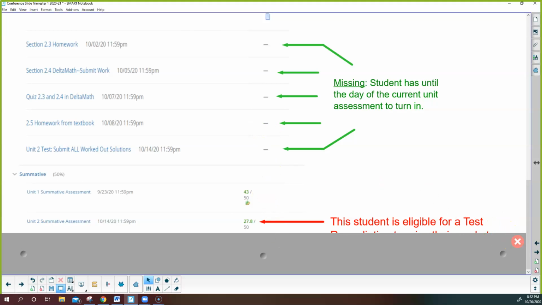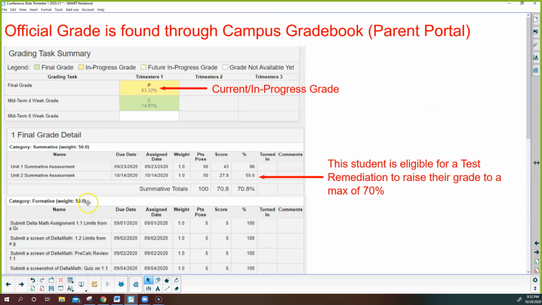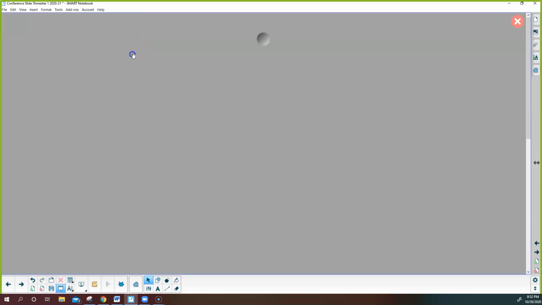And then we have the summative piece. We had our first test, 86%. Second test was about 55%. This student is eligible to do a remediation to raise their grade up to 70% if they follow the remediation process. So what would this same student's grade look like in Campus?